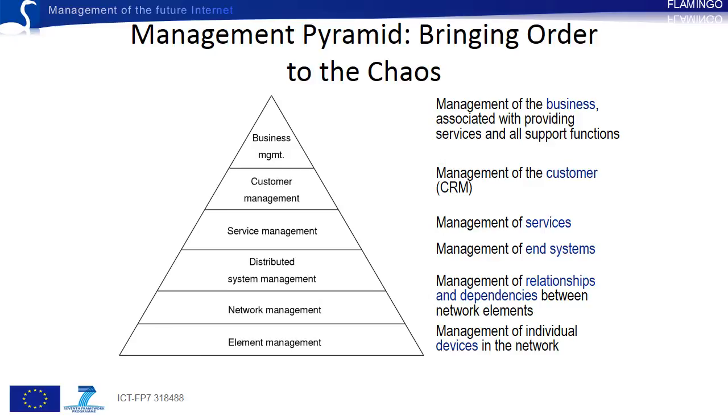The pyramid consists of 6 layers. I will describe these from the top to the bottom. The first layer, called Business Management, describes the management of the business itself. It is associated with providing services and all support functions. The second layer describes the customer management, also called customer relationship management. This includes all aspects like marketing, customer services and support, appointments, small business, for example managing contacts, emails, relationship tracking and so on, and social media.